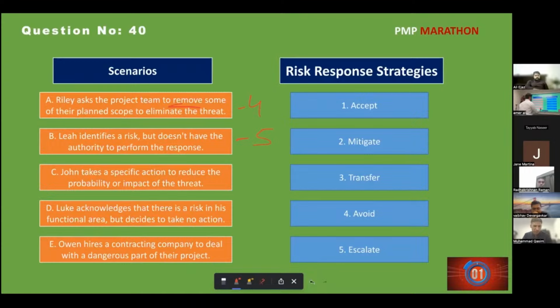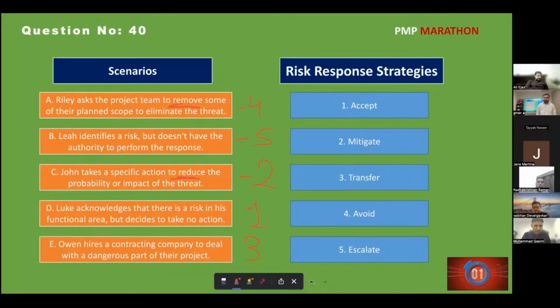C, John takes a specific action to reduce the probability or impact of the threat. So he wants an action to reduce the probability. Yes, mitigate. All right. Okay.